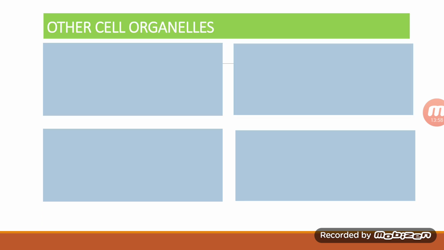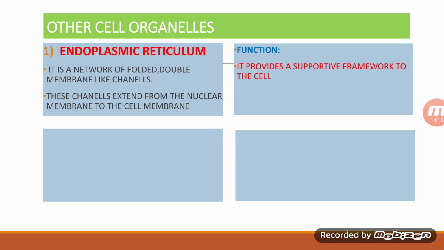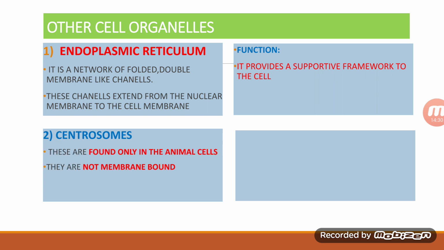Coming to some other cell organelles. Number 1 is endoplasmic reticulum. It is a network of folded double membrane like channels. Do not go into the details, but however, you need to know the function of endoplasmic reticulum. It will provide a supportive framework to the cell. Just like bones in our body provide a supportive framework to our body, endoplasmic reticulum will also provide a supportive framework to the cell.